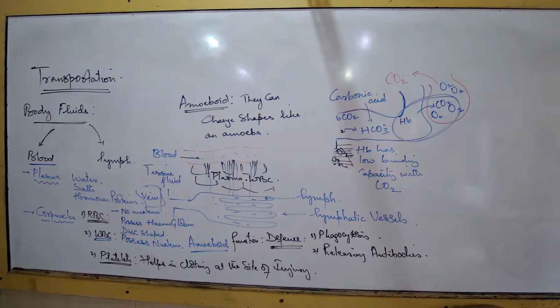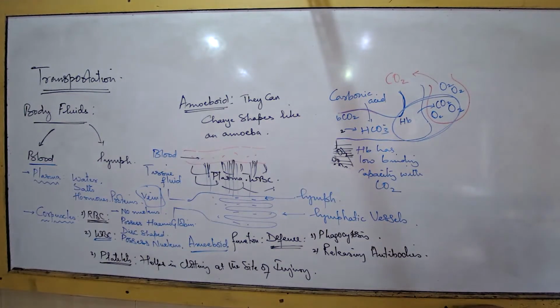Lymph is colorless. Why is it colorless? Because there is no pigment in it. Blood is red in color because there are RBCs, there is hemoglobin. The second point I had asked you to write, what is its composition? Lymph is only the plasma and the WBC. Blood has plasma and 3 types of cells: RBCs, WBCs and platelets.